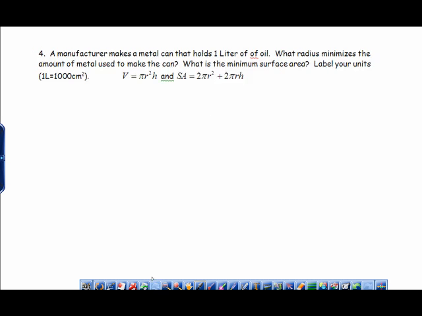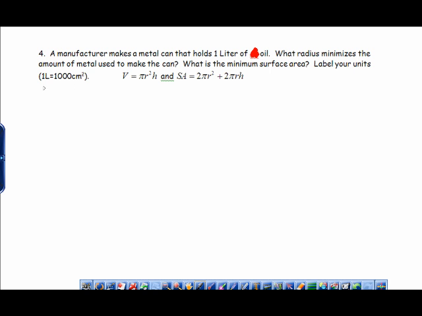Okay, last problem we're going to work together. So this has to do kind of like with a geometry problem, but this is actually more algebra than it is geometry. I've already given you the formulas that you need here. So this is talking about a can, which is a cylinder. A manufacturer makes a metal can that holds a liter of oil, and hopefully I fixed this typo by the time you get a printed copy of it.